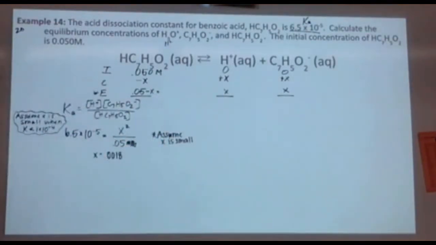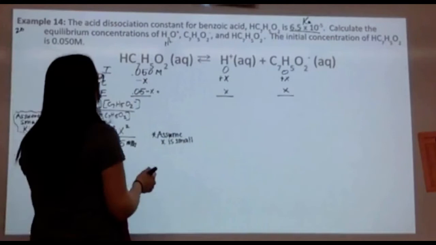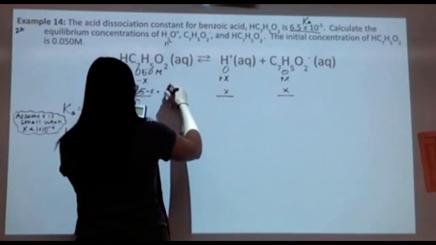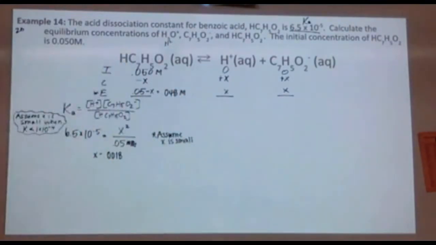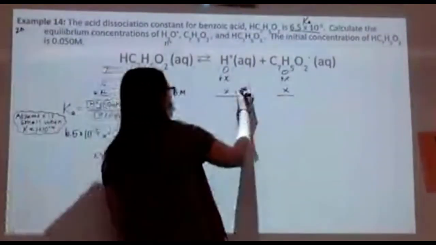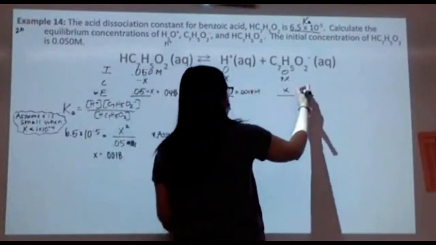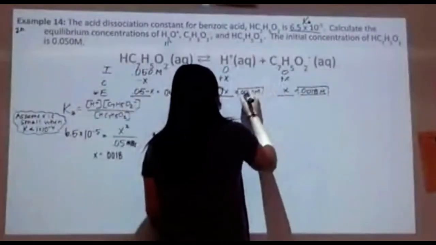So 0.05 minus 0.0018, 2 sig figs, is 0.048 molar. Notice how it barely made a difference. Then x, 0.0018 molar, 0.0018 molar. Here are our answers.